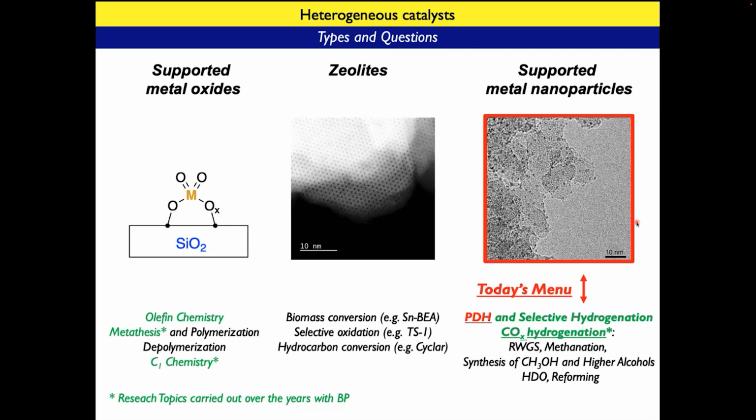Today I want to focus on an even more complex system, supported nanoparticles, and mostly on two types of reaction: PDH, or propane dehydrogenation, as well as selective hydrogenation, and CO2 hydrogenation. These reactions will help me illustrate our approach to catalysis.